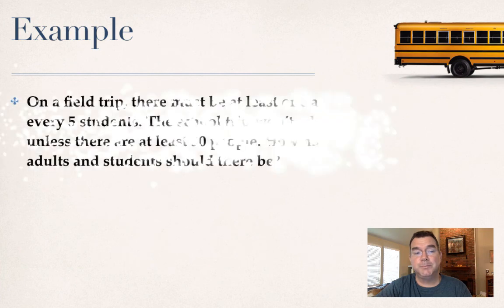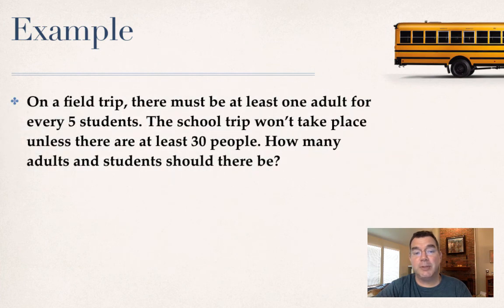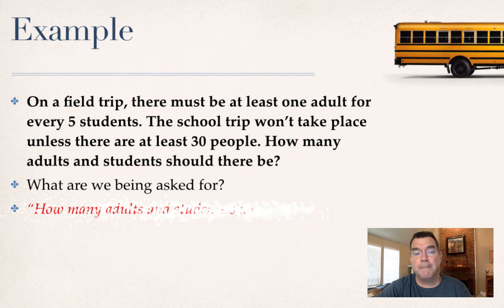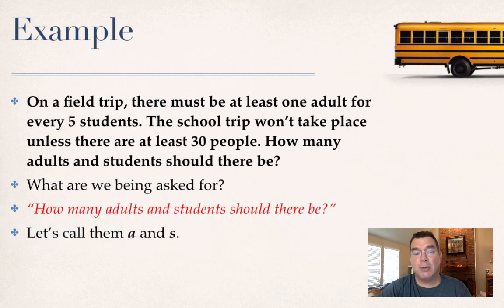Here's an example. We're going on a field trip. There must be at least one adult for every 5 students. The school trip won't take place unless there are at least 30 people. So how many adults and students should there be? Okay, so what are we being asked for? Look for the question mark, and it says how many adults and students should there be? Okay, so I will let A be the number of adults and S be the number of students.